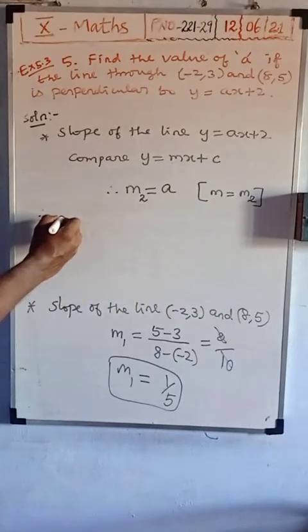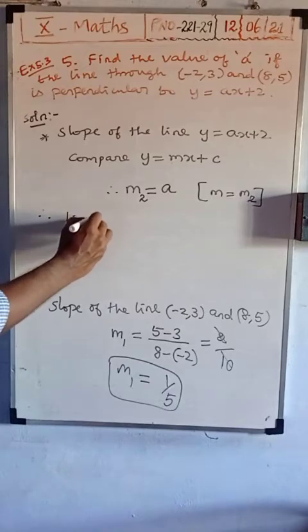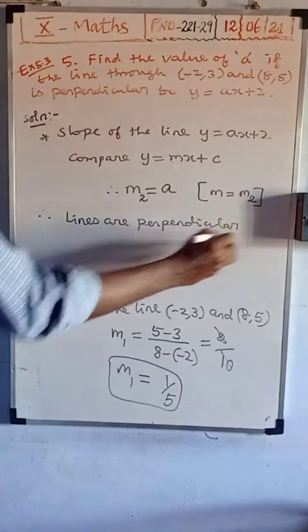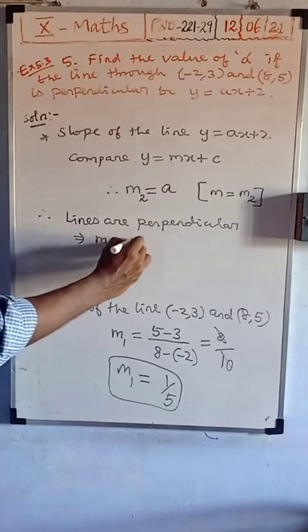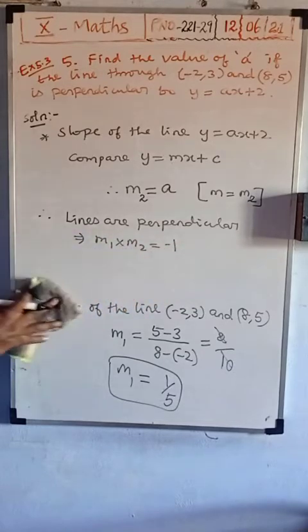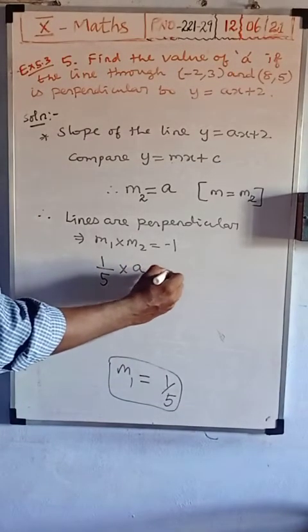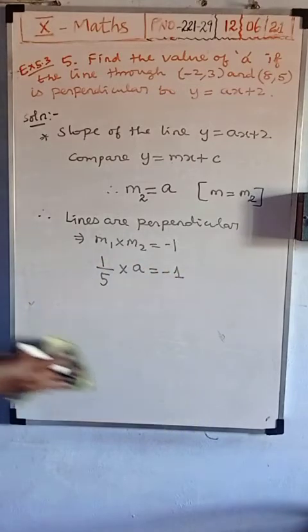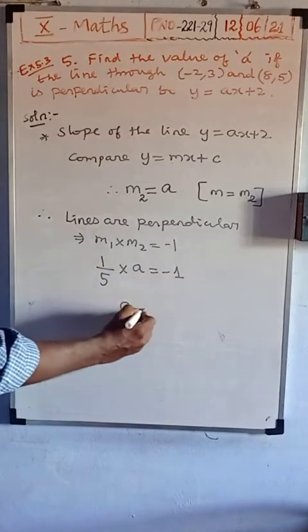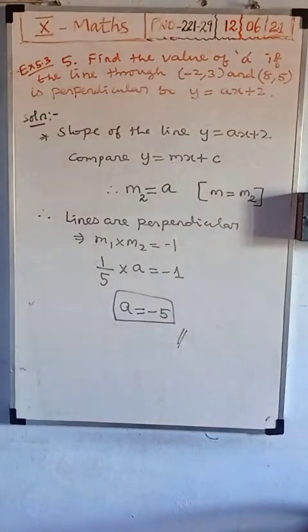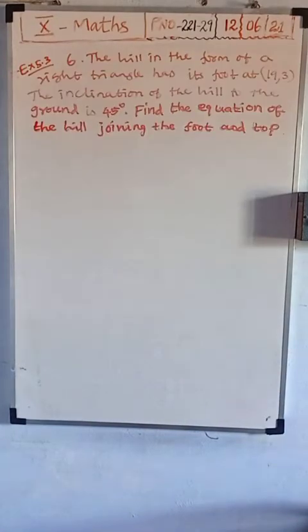Therefore, the lines are perpendicular. This implies m1 into m2 is equal to -1. So m1 value is substituted: m1 value is 1 by 5 into a is equal to -1. Okay, now this division by 5 goes to the other side as multiplication by 5. So a is equal to -5. That's all. See, next, sixth question.